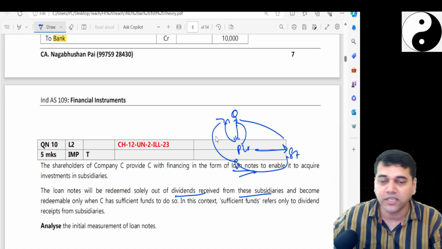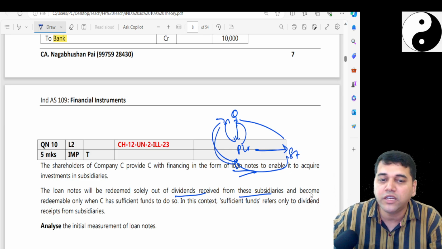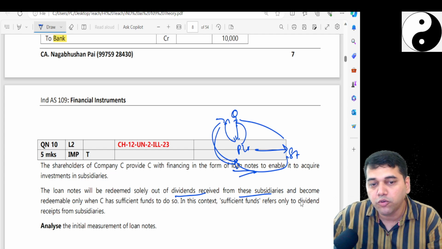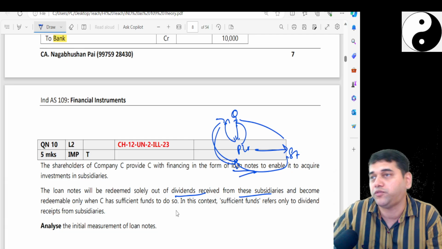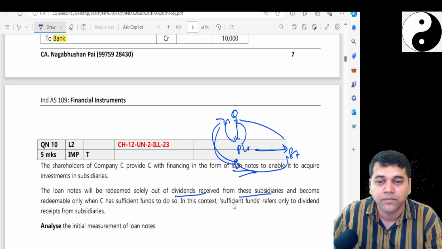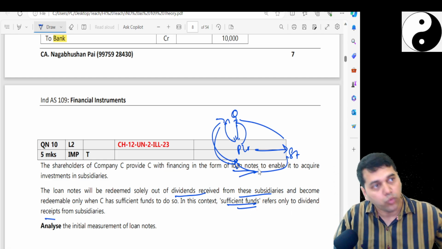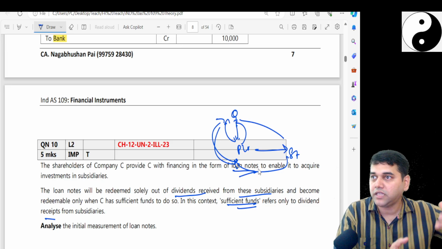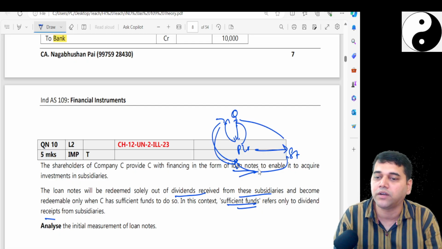And the terms and conditions of the loan are such that you told me you pay me only if they declare you the dividend. And the principal becomes redeemable only when C has sufficient funds to do it. If you don't have the funds, you need not refund me. Sufficient funds refer to the dividend receipt. That means over the period, if you get the dividend, then you pay me the principal and the interest, otherwise not required.